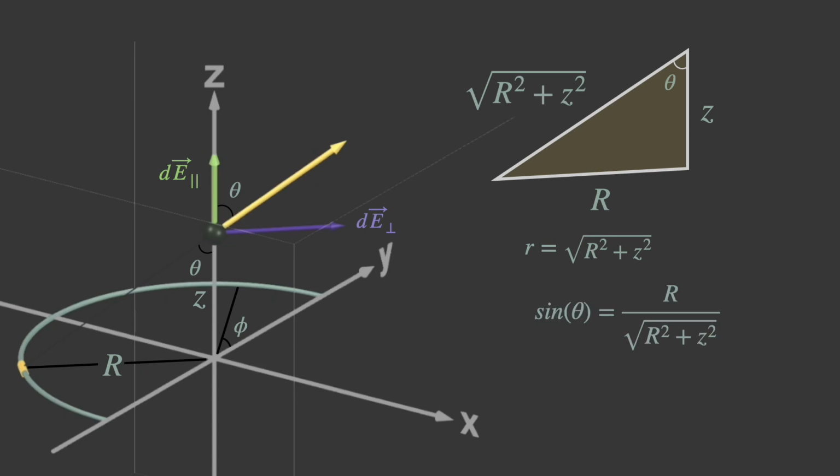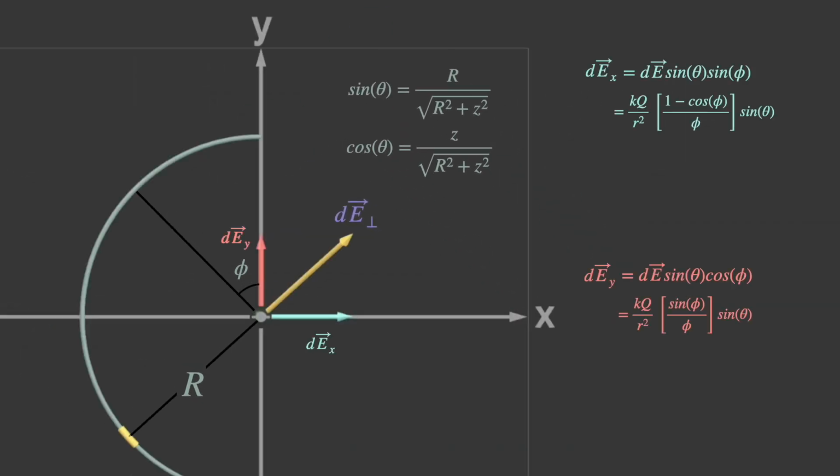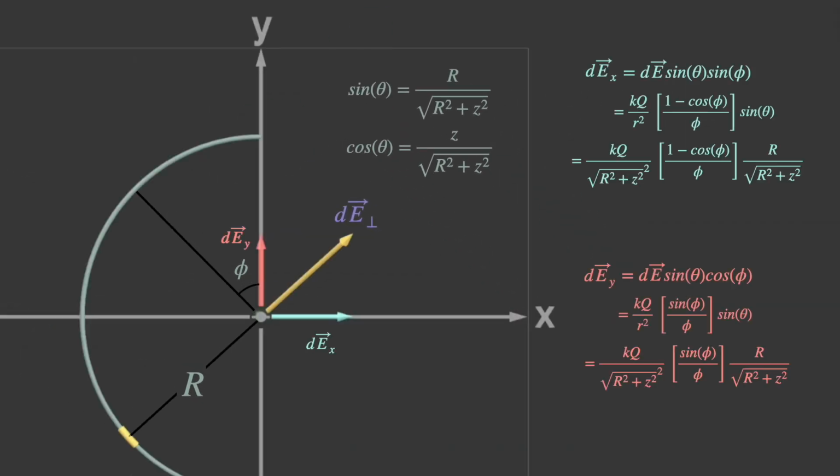What does sine theta equal if you look at this triangle? It is opposite over hypotenuse, which would be R over the square root of R squared plus z squared. And while we're at it, we can also say that cosine theta equals z over the square root of R squared plus z squared. These can be plugged into our equations later. You'll notice there's a big R right here, but we can no longer use our big R, so we'll have to replace that with our little r. And as we just defined, little r equals the square root of big R squared plus z squared.